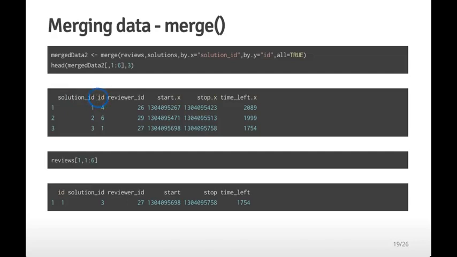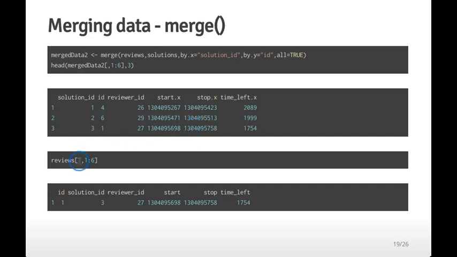So here now I see that when I do this merging, I get a solution ID and an ID variable and a reviewer ID. What it's done now is this solution ID has replaced the ID variable for solutions, and it's merged these two data sets together. And so what you can see, for example, is the solution ID is 3 and the ID is 1 for this row, or this observation in the new data frame.